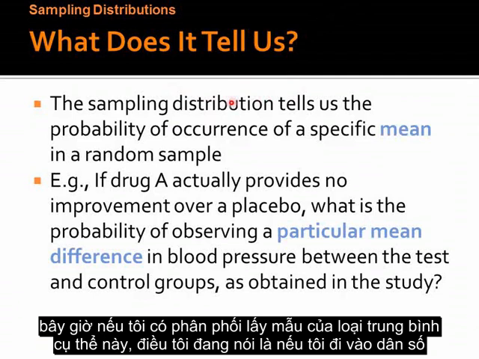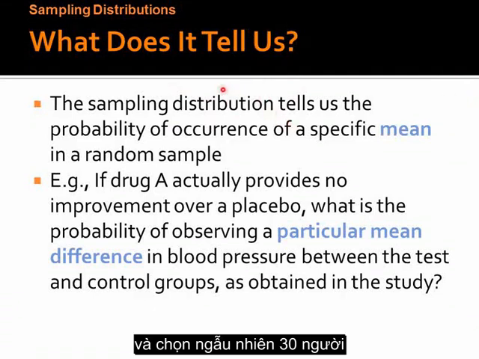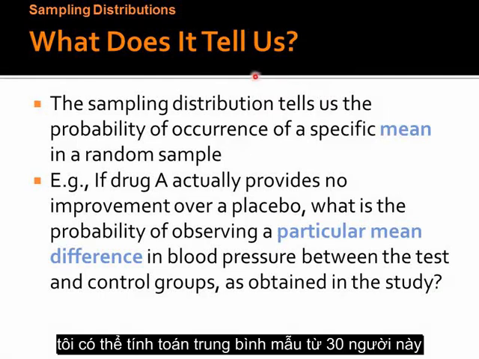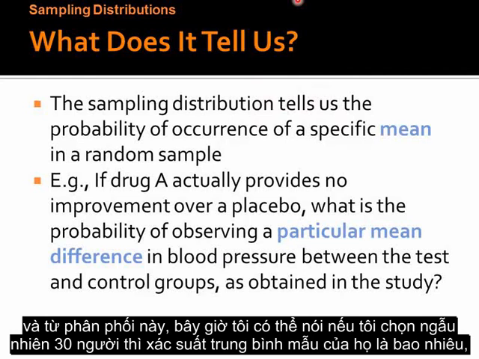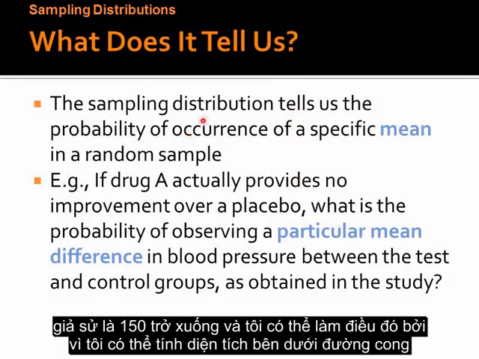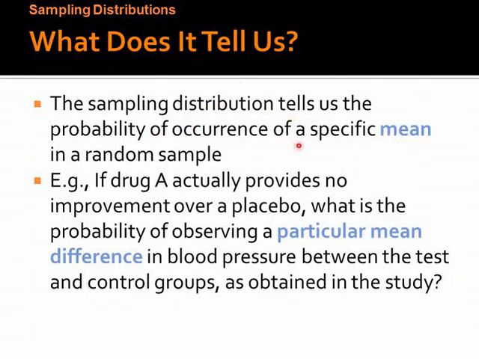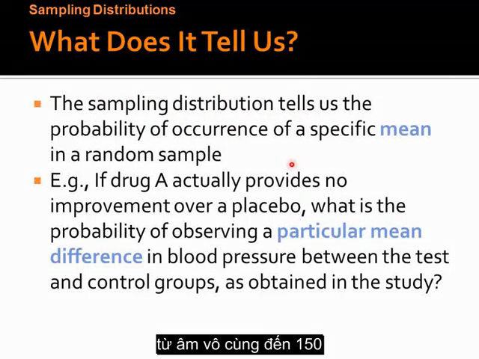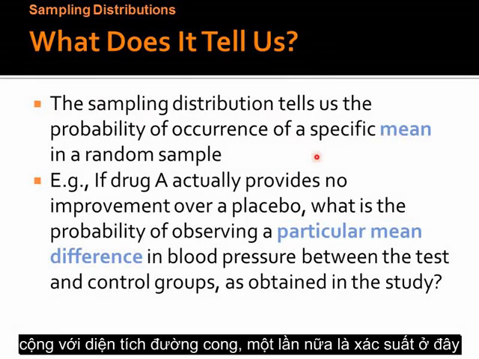Now, if I have the sampling distribution of this particular type, what I'm saying is that if I go into the population and I randomly pick 30 people, I can calculate the sample mean from these 30 people. And from this distribution, I can now say, if I go out and randomly pick 30 people, what's the probability of their sample mean being, let's say, 150 and below? I can do that because I can calculate the area underneath the curve from negative infinity to 150. Because the area underneath the curve, once again, is the probability here.